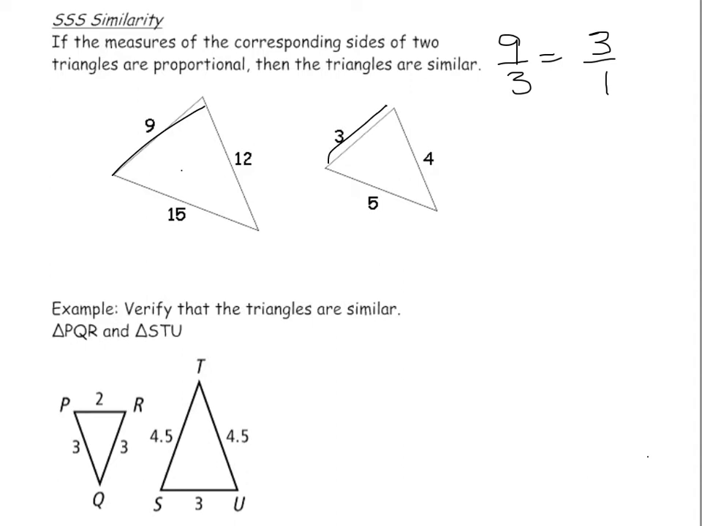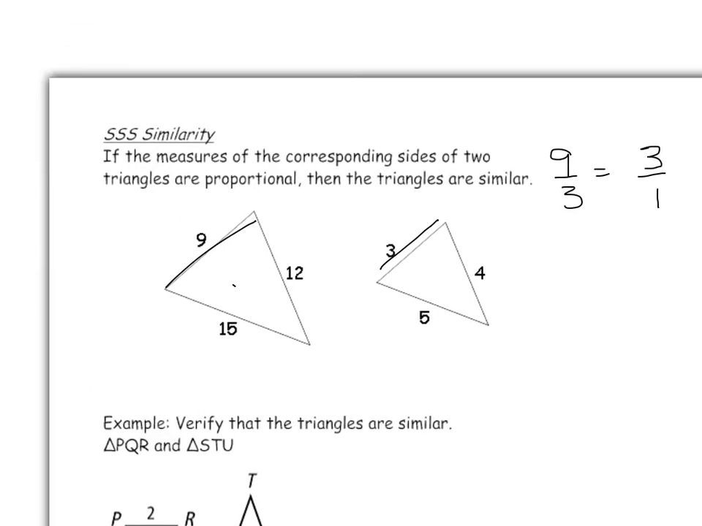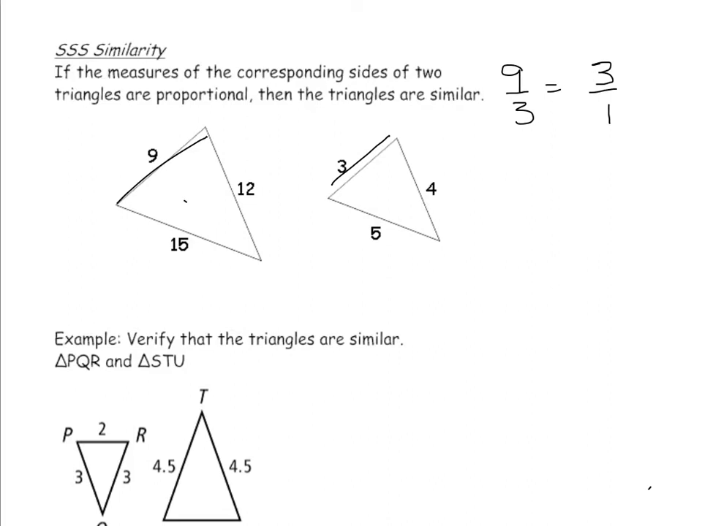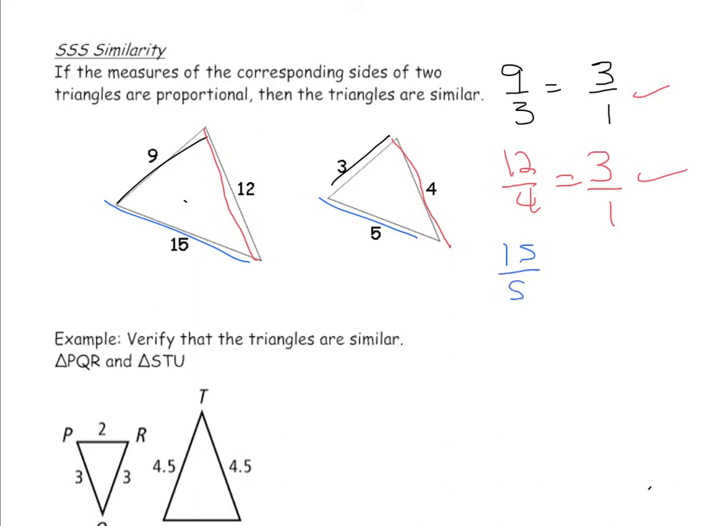Now let's go to the next sides. These two sides here also match up, so let's take a look. This gives me a ratio of 12:4, which is also 3:1. So far so good. We are matching up here. And lastly, these two sides match up. This is a ratio of 15:5. Also 3:1. So because all three sides are proportional to each other, meaning that all three ratios are equal, these two triangles are similar by side similarity.